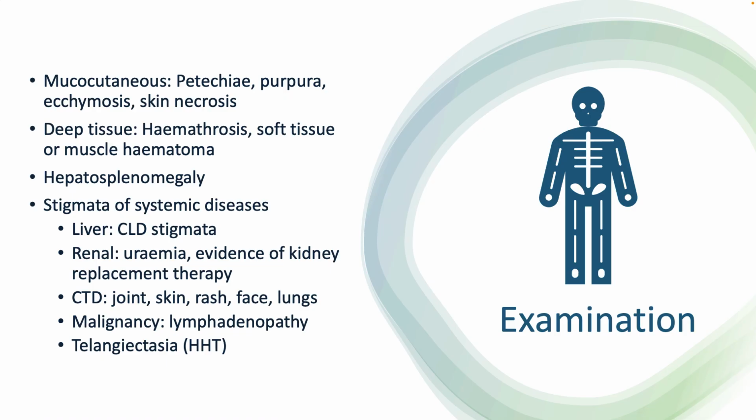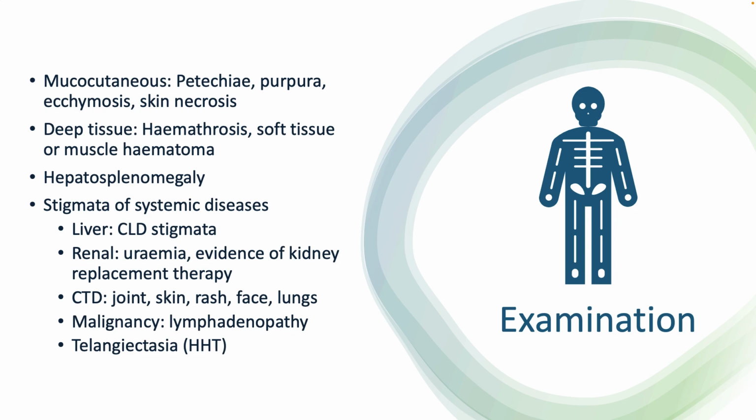In terms of examination, it is also important to look for clues to suggest either mucocutaneous or deep tissue bleeding. In mucocutaneous bleeding, you are expected to find petechiae, purpura, ecchymosis, or even skin necrosis in a severe case. A common example will be dengue. Dengue usually presents with thrombocytopenia in the critical phase, and that is the point where you will notice a lot of petechiae. So how about deep tissue bleeding?